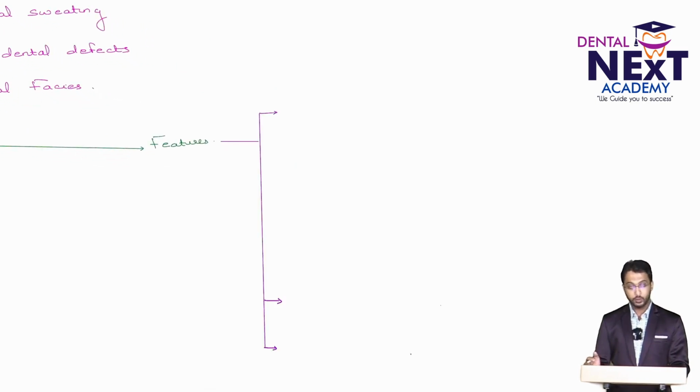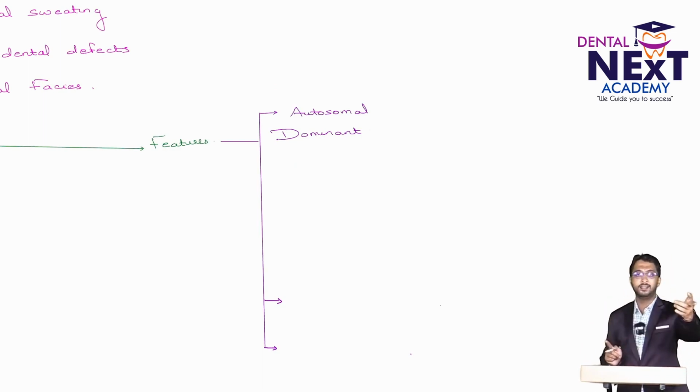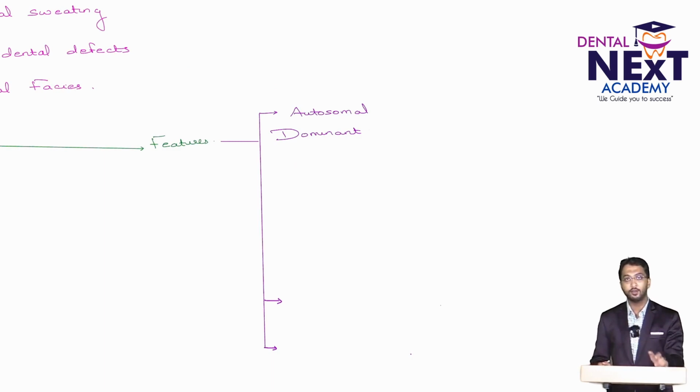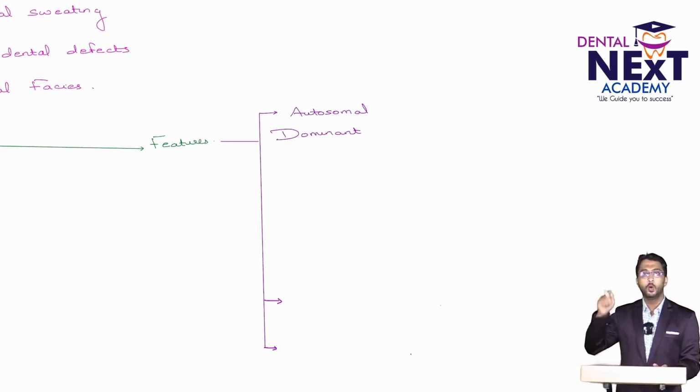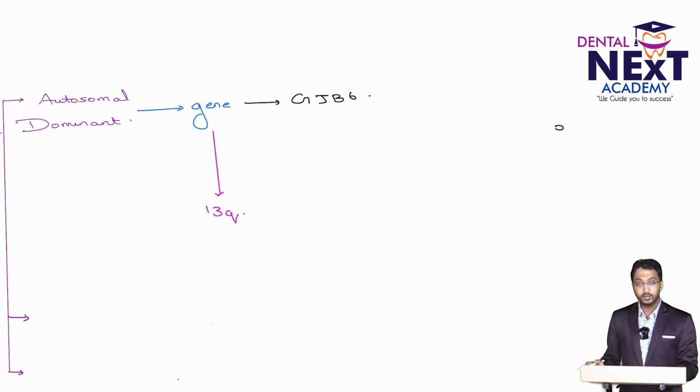So what are the features you will see? The first one you have to know is the inheritance, autosomal dominant. The other one was X-linked recessive, exactly the opposite. Here it is autosomal dominant. But if they ask you which is the most common type of inheritance, it is X-linked recessive only. So autosomal dominant means the gene is not on X, isn't it? So which is the gene? It's 13q. The other one was Xq. The other one was ectodysplasin. Now the chromosome is 13q, the gene is GJB6. It's not PVRL1, it's GJB6.